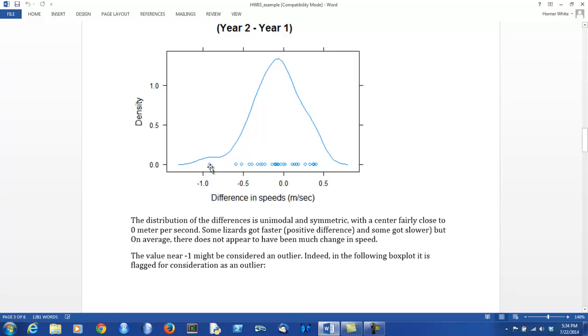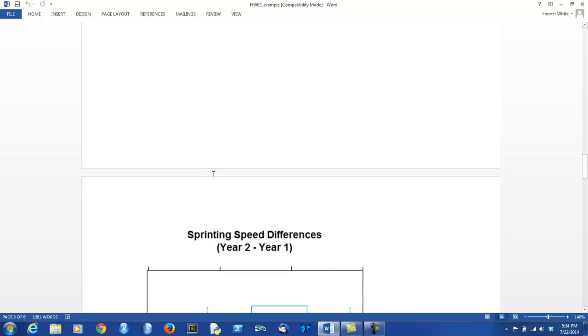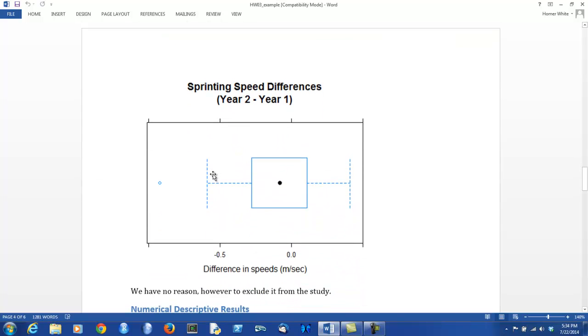We might wonder if that should be considered an outlier. So on the spur of the moment, we decide to make a box plot just to see what R thinks about that one speed, and it does indeed flag that speed as a possible outlier for consideration. We don't know of any reason why we should exclude that particular observation from the study.